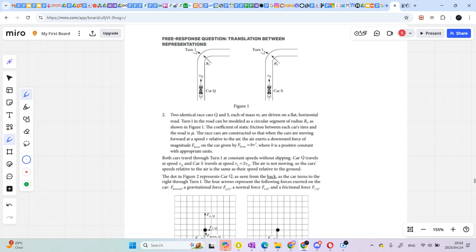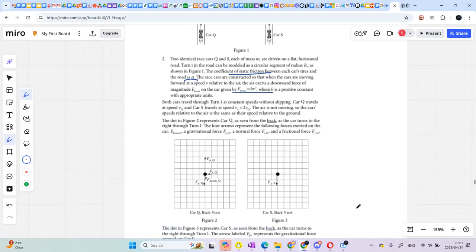So the important thing is to figure out what's going on in this scenario. We have what looks like two identical race cars, each of a certain mass. They're going to make a turn on this road. The coefficient of static friction is mu, so this looks like a centripetal motion question. You're also going to have air exerting a downward force with this equation. Both cars travel through without slipping. Car Q is traveling at this speed, and car S is traveling at this other speed. The air is not moving, so the car's speed relative to the air is the same as the speed relative to the ground.